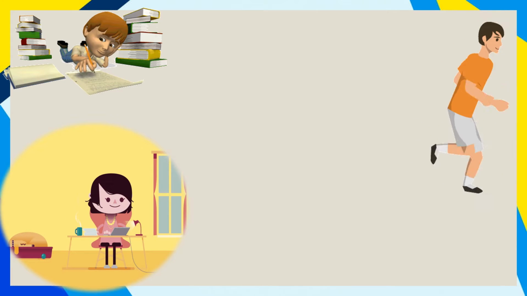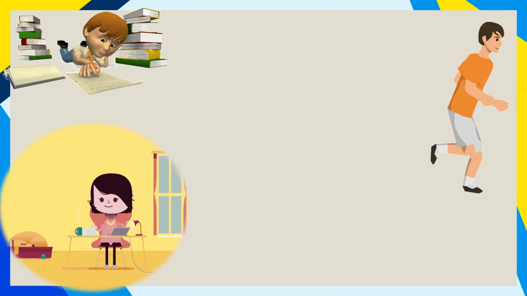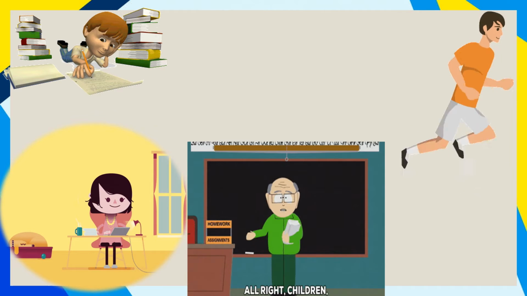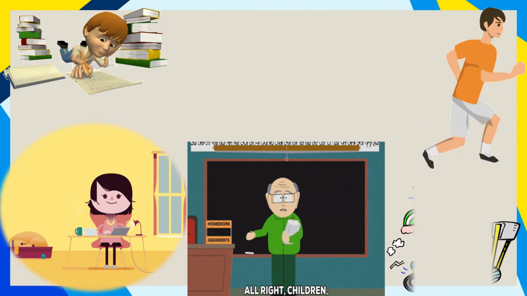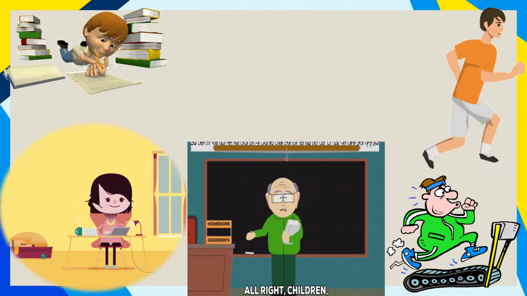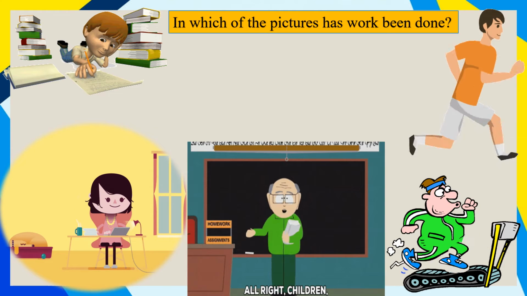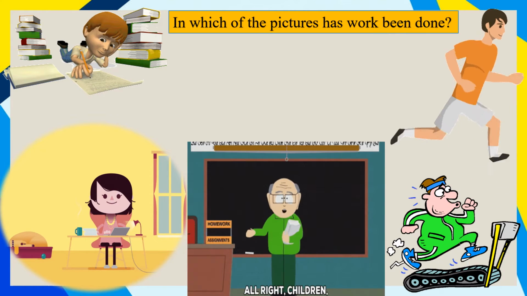Here there are a few images of a girl writing. You can see a boy running. You can see a girl sitting on a laptop and just typing out things or studying. You can see your teacher moving around in the class. Here you can see a man on a treadmill. He is doing exercise. Now in all the pictures that are given to you here on the screen, in which of these pictures has work been done?